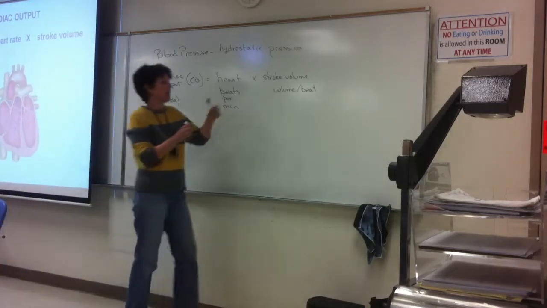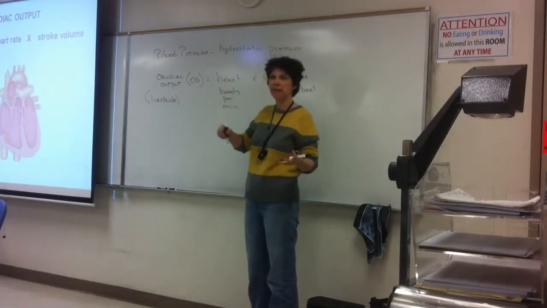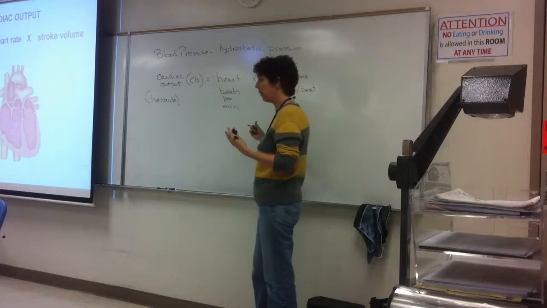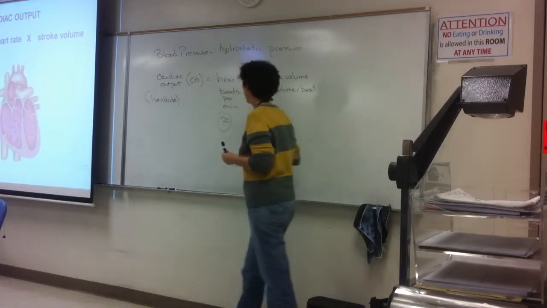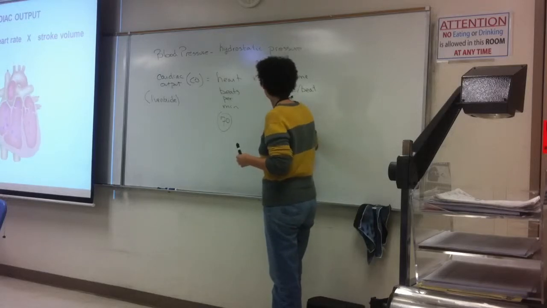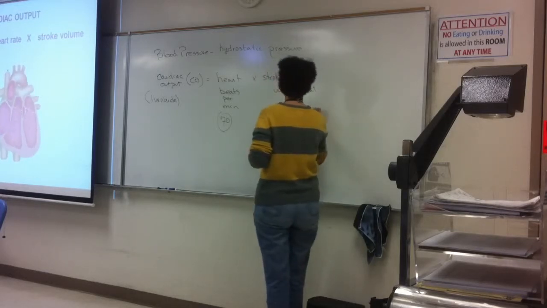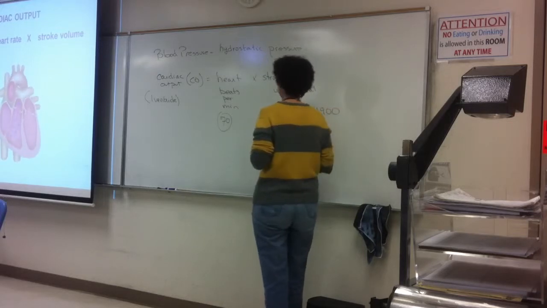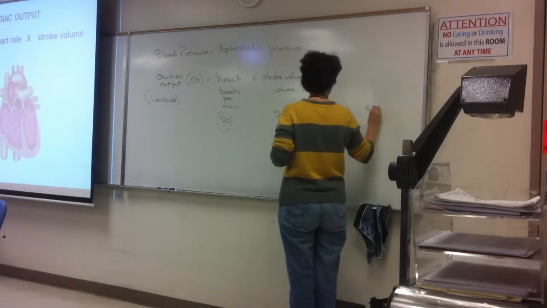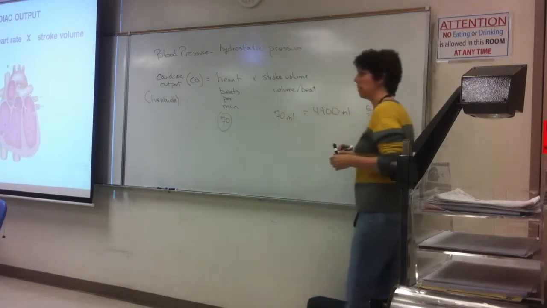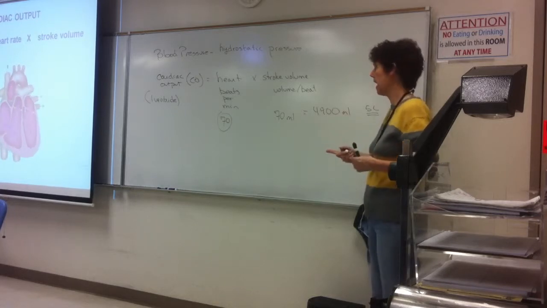So heart rate times stroke volume. Typically, heart rate, you'll see anywhere from 72 to 75. Math-wise, it's easier for me to just say 70. Stroke volume, 70 mils. So that comes out to approximately then 4,900 mils or 5 liters of blood per minute. This is about what you have in your whole body.